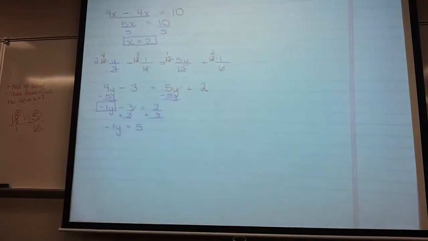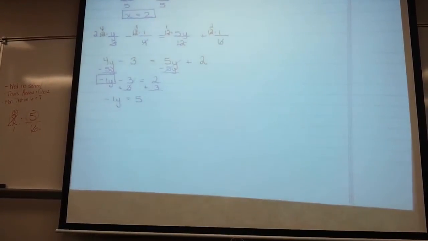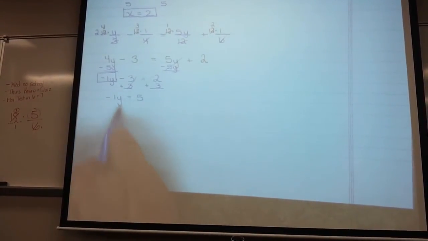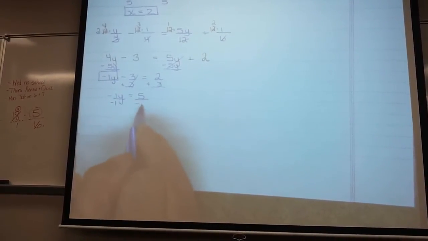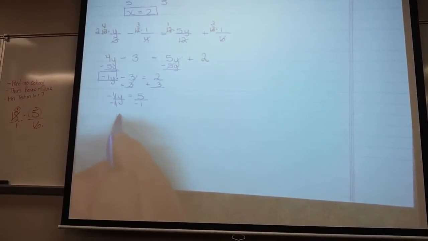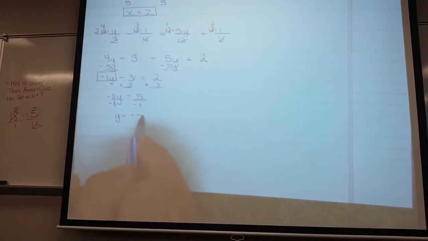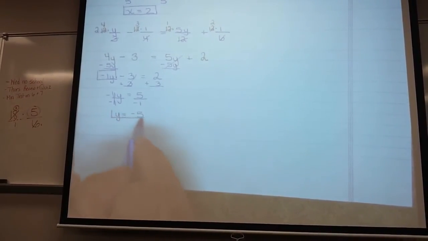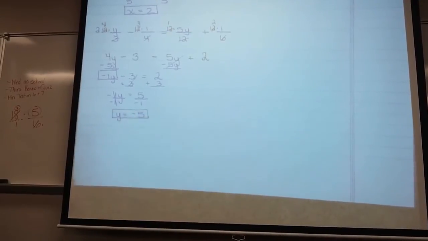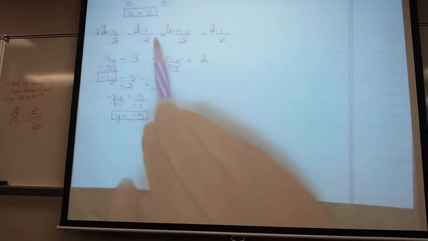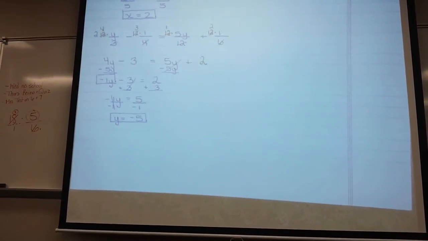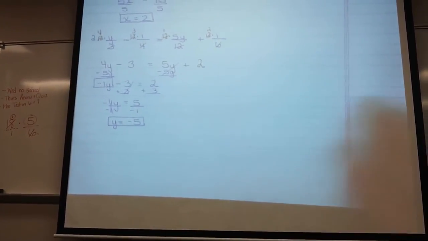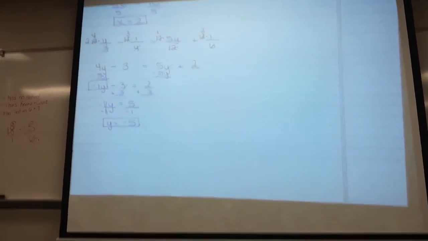And then how do you get that y alone? Divide by negative 1. So this cancels, and I'm left with y equals negative 5. So they're all going to have that similar pattern to them. Do not give me the problem and then just say, oh, it's just negative 5, I can see that in my head. Do not do that. You need to show me your steps.